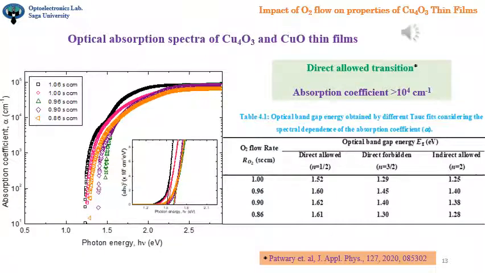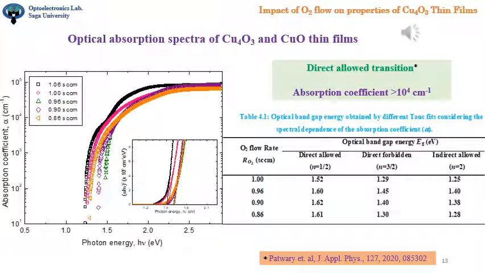Optical absorption spectra of Cu4O3 and CuO thin films synthesized at several oxygen flow rates are shown here. Here in the table, we also show the optical bandgap energy obtained by different Tauc fits, like direct allowed, direct forbidden, and indirect allowed, with respect to oxygen flow rate.